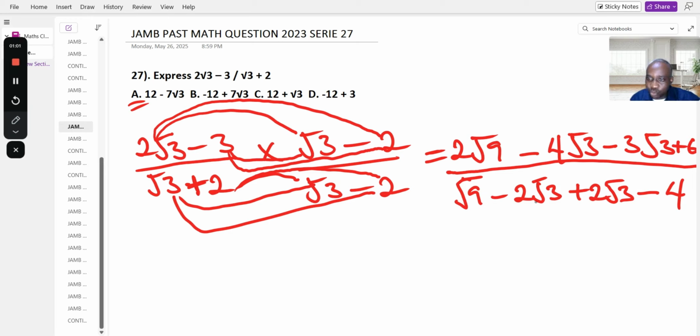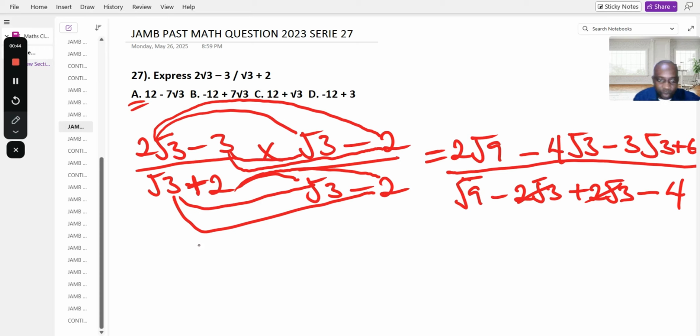If you look at this one, they look the same. They are the same thing. 2 square roots minus and plus 2 square roots. One is negative, one is positive. Therefore, they cancel out each other. It will remain this one, which is 9 minus 4. Square root of 9 is 3.